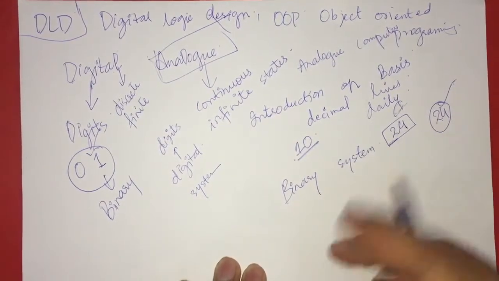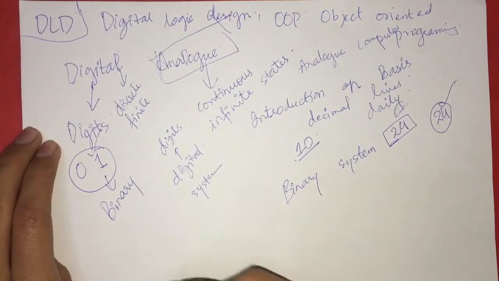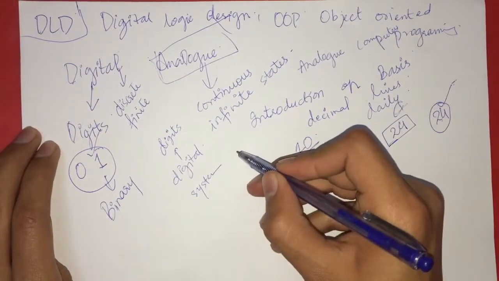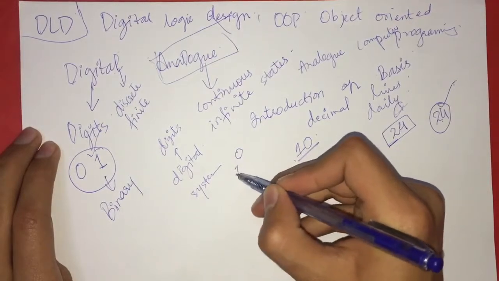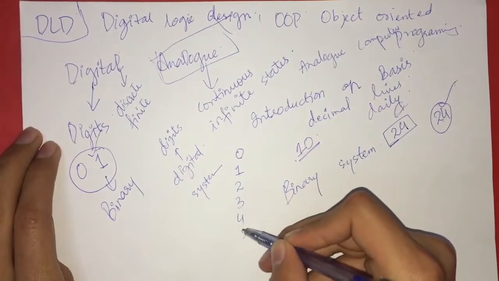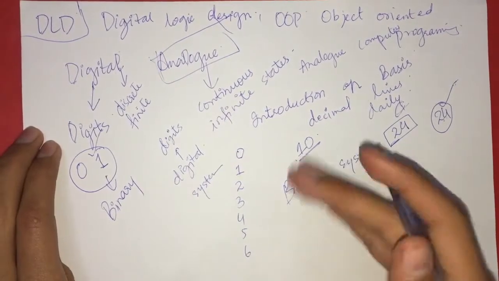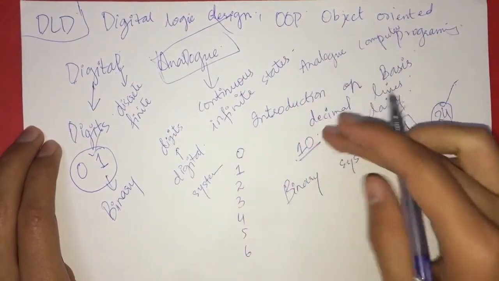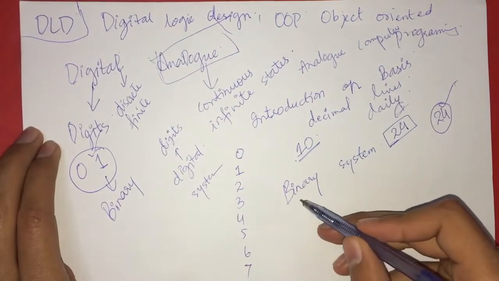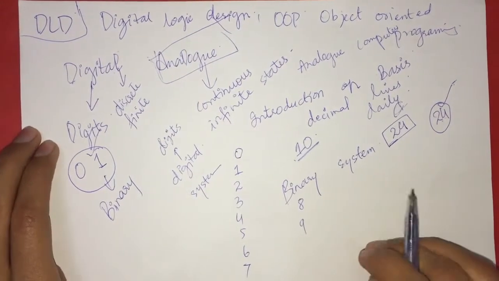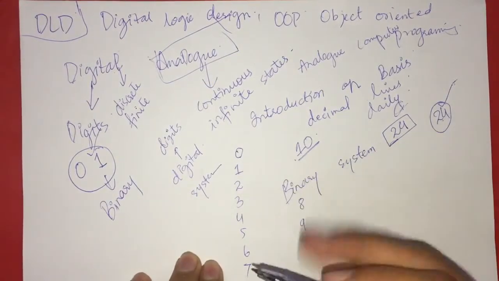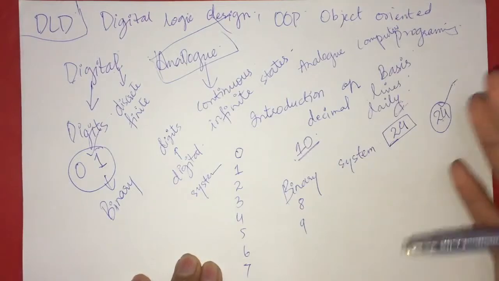So the way number systems work is, first you have 0, then you have 1, then 2, 3, 4, 5, 6. I'm writing this sequence for the decimal number system. 7, then 8, 9, and after 9 you have to repeat. You have to reverse this. This is how every number system works.